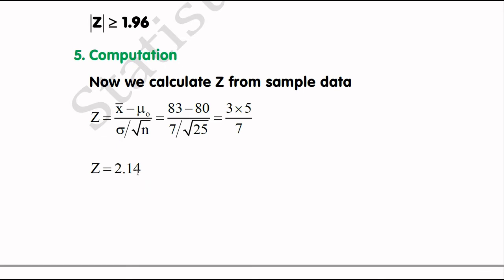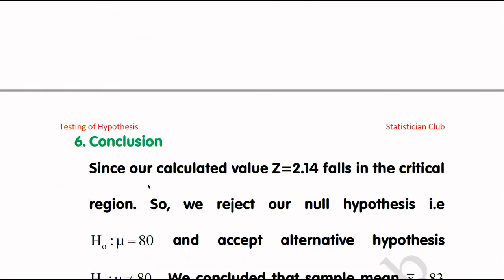Computation. Now we calculate z from sample data. Z is equal to x bar minus mu naught over sigma over under root n. X bar is the sample mean, mu naught is the specified value about population mean, sigma is the population standard deviation, and small n is the sample size. 83 minus 80 over 7 over under root 25. After simplification we get the answer z is equal to 2.14.